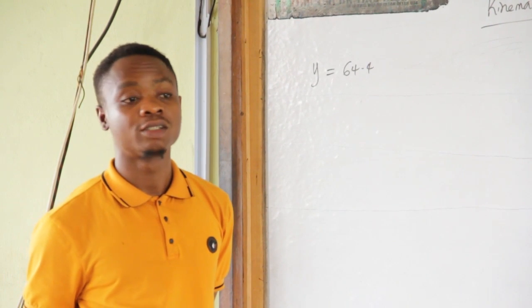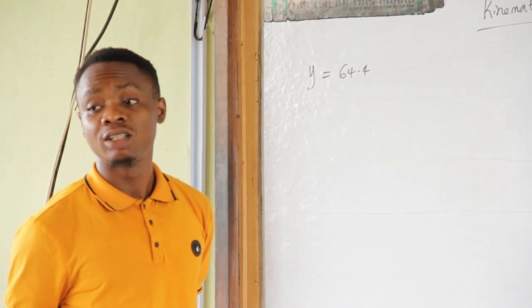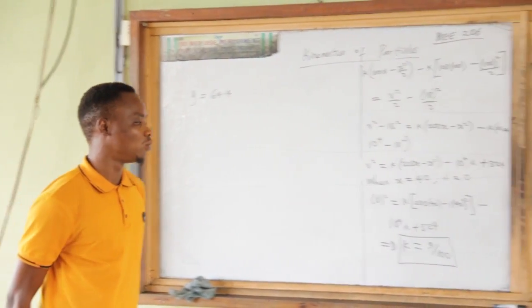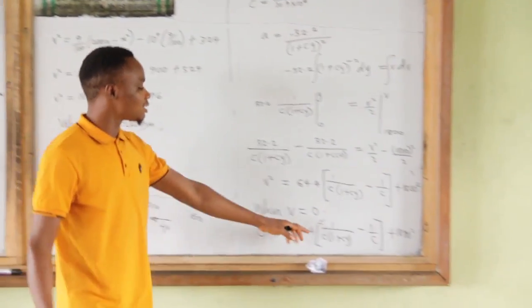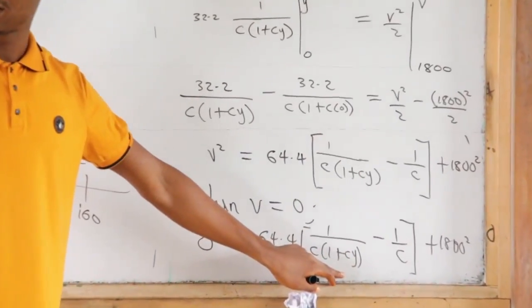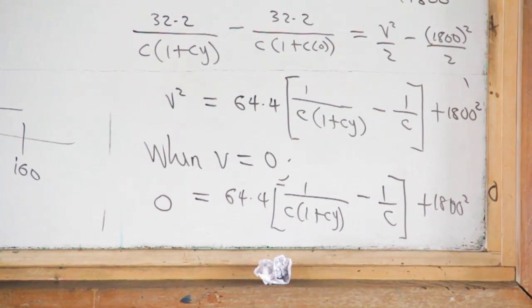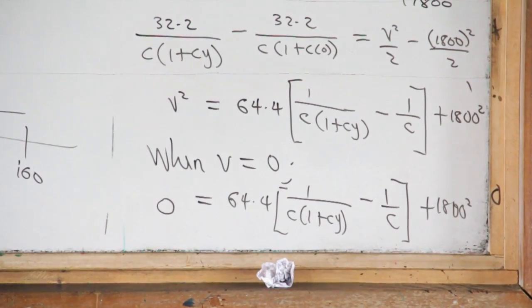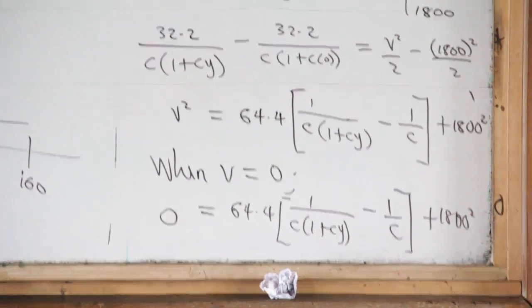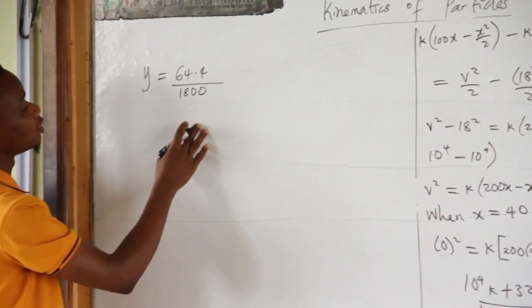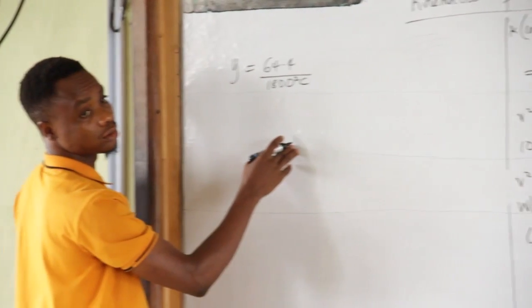What did you get y to be? No. I said get y as a subject of the formula. You don't know how to do that. Please. Yeah, over what? Minus 1,800 squared, I wish you have it like that because there's zero in the plus.